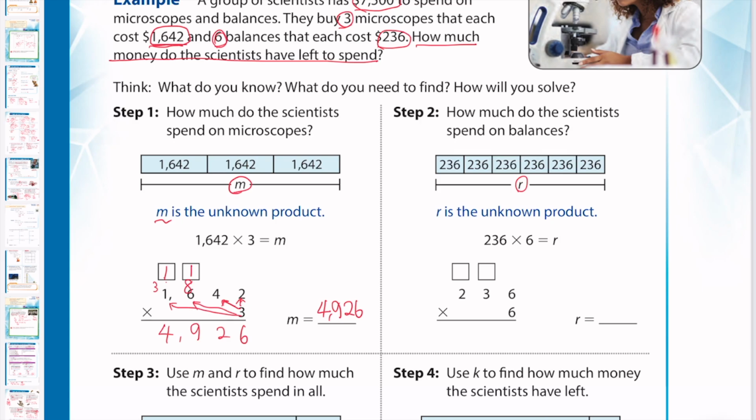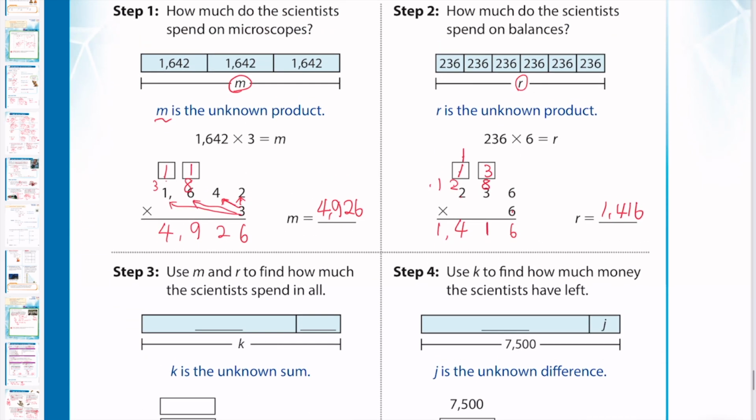All right, so now 6 times 6 is what? 36. Carry 3 up. 6 times 3, 18. So 3 plus 8 is what? 11. Carry down, and 1 more up. It becomes what? 1 plus 1. Hold on, and 6 times 2 is what? 12. So 1 plus 1 plus 2, 4, and put this 1 down. So the R, unknown product, is what? 1,416.